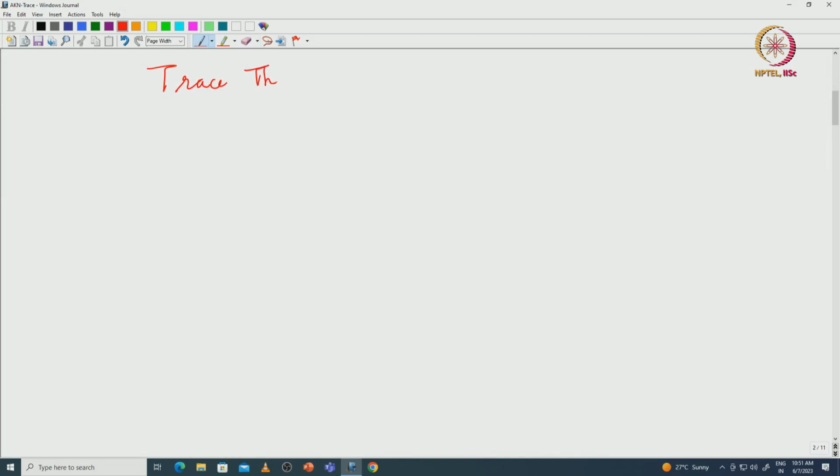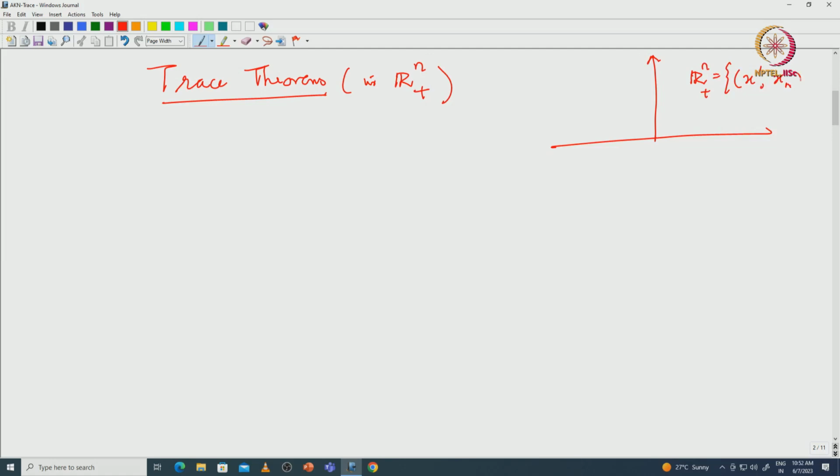Trace theorem. Let us see how far I can go in R^n_+. What is R^n_+? This is the upper half plane, this is your R^n_+. We will write it as the set of all (x', x_n) that belongs to R^(n-1) cross R_+. That means basically you are saying that x_n is positive.